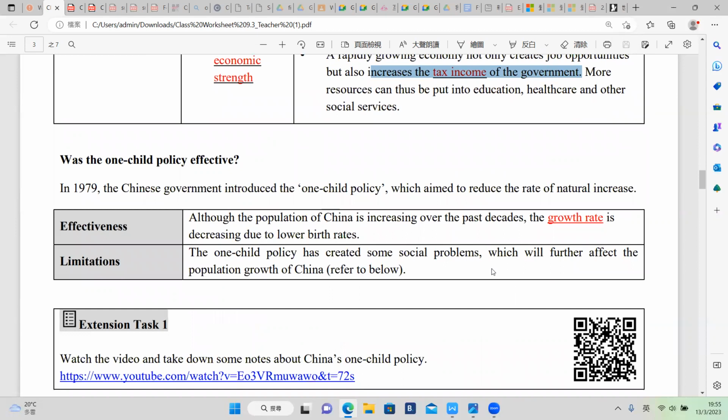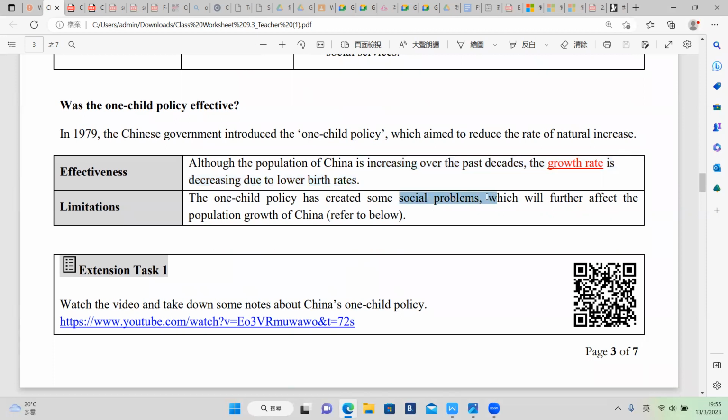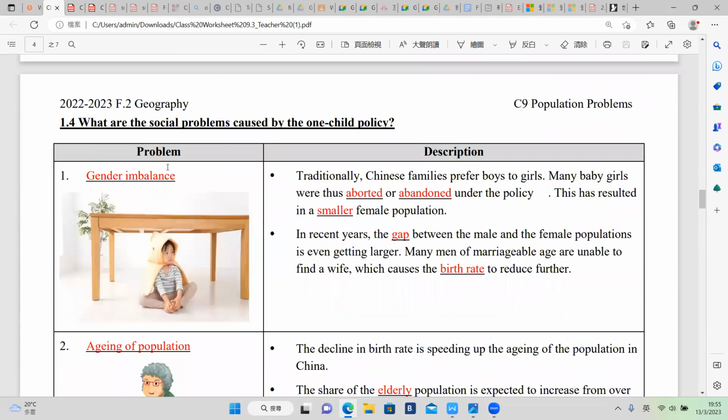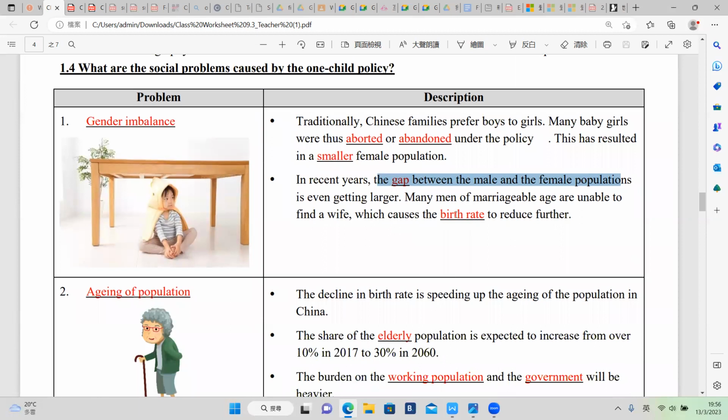How about the one-child policy? Is it really effective? Yes, because it reduces a lot of the growth rate of China's population. But it can also induce some social problems, for example, gender imbalance. A lot of baby girls were aborted and abandoned under the one-child policy. This reduced the female population greatly, and the gap between the male and female population is getting larger. Many men of marriageable age are not able to find a wife, which may reduce the birth rate further.